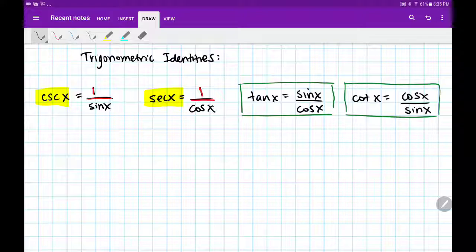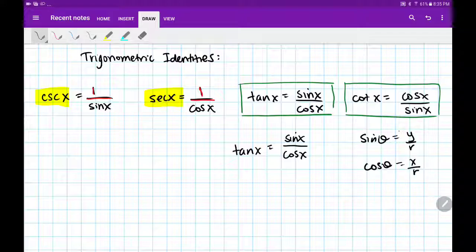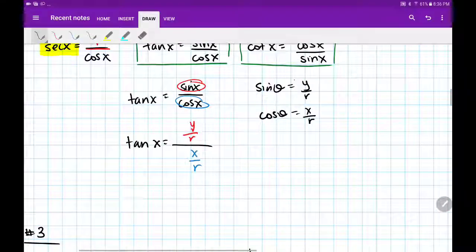But just really quick, I'm going to prove that tan x really does equal sine x over cosine x. So let's use some of our old identities, which is that sine theta equals y over r, and cosine theta equals x over r. So what I'm going to do is plug in for sine x, I'm going to rewrite that as y over r. And then for cosine x, I'm going to write that as x over r. And on the left, I'm still trying to prove that this is all equal to tangent. So let's see what happens here.